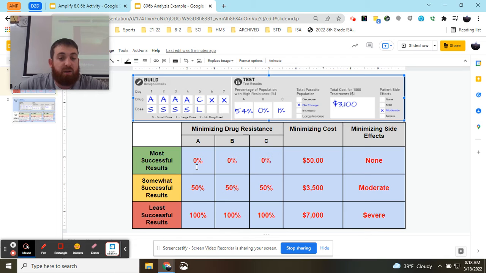Now, we know that the most successful results that we can get for each of our three criteria are as follows. We know we can get around 0% for our resistance rates all the way to 100%, making 50% somewhere in the middle. We know the lowest we might pay is $50, so that's the most successful cost, and the least successful cost would be around $7,000. We know the most successful side effects are none, the most unsuccessful are severe, and then moderate is in the middle. So we know that based on our range of success, each of our different results falls somewhere on this. So let's look at how we'd evaluate that.